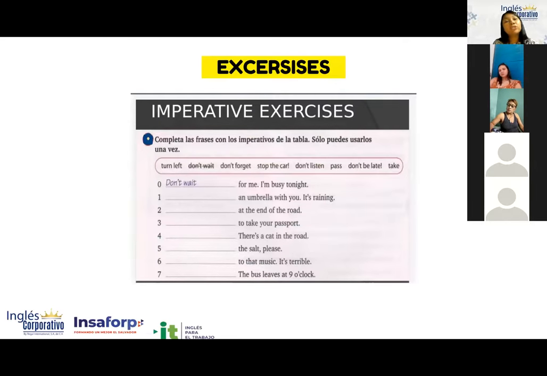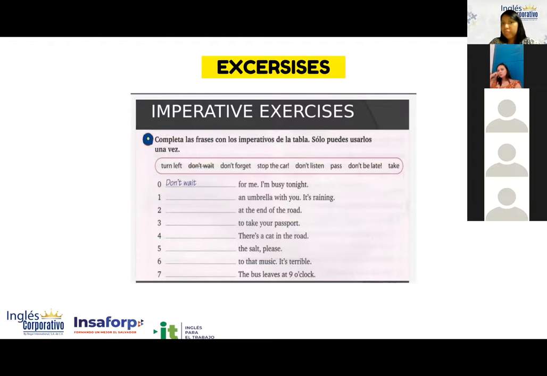Do you have any question? ¿Tiene preguntas? Not right now? Okay. Let's complete this. We have don't wait for me. Mire, don't wait for me. No me esperes. Don't wait for me.